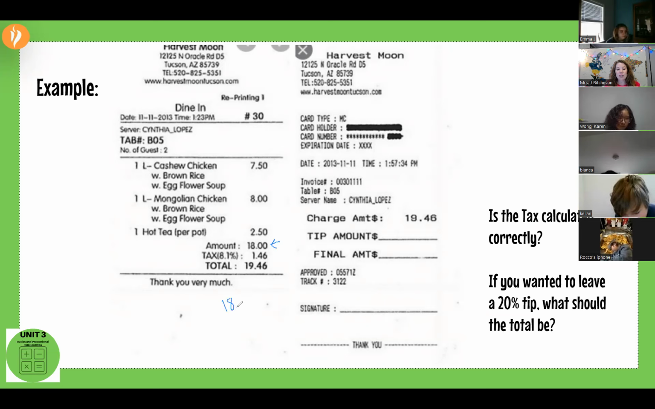So if we want to double check that tax, we're going to turn 8.1 into a decimal. So move it up 2 places, so it'd be 0.081. And we're going to multiply $18 times 0.081. And it should be $1.46. So we know that is correct. That tax amount is correct, and we can check and make sure the math is right.